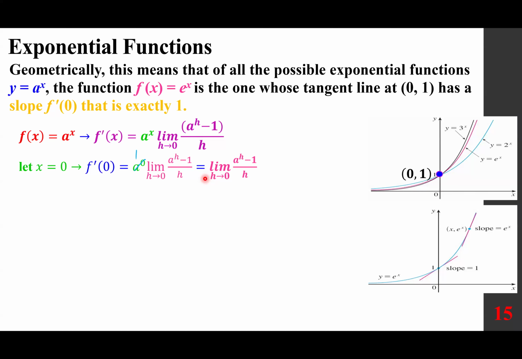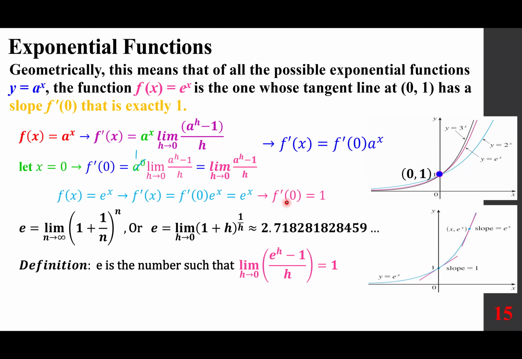Which means f prime of x is a to the power of x times this expression, which is f prime of 0. Therefore, one way to look at f prime of x is f prime of 0 times a to the power of x. So we write the same thing for e to the power of x. If f of x is e to the power of x, f prime of x is f prime of 0 times e to the power of x. Because we've shown that it's e to the power of x, then f prime of 0 must be 1.